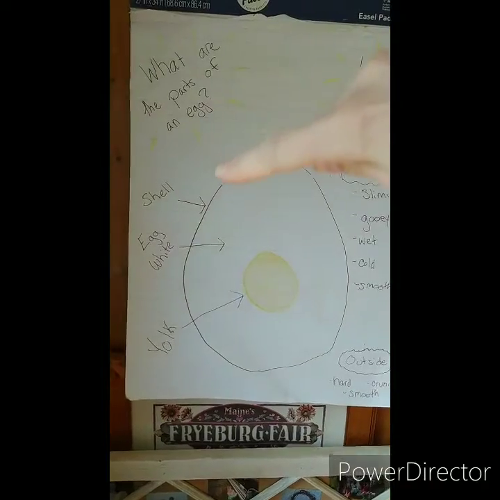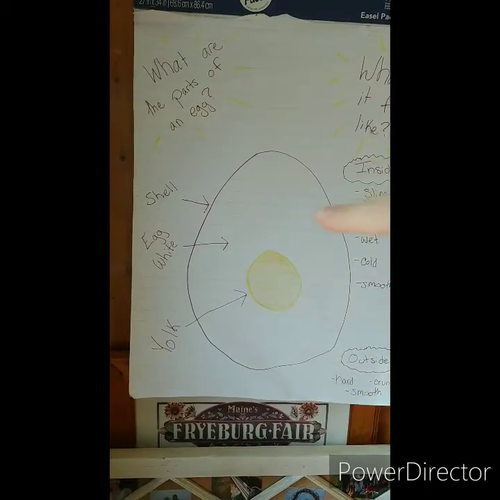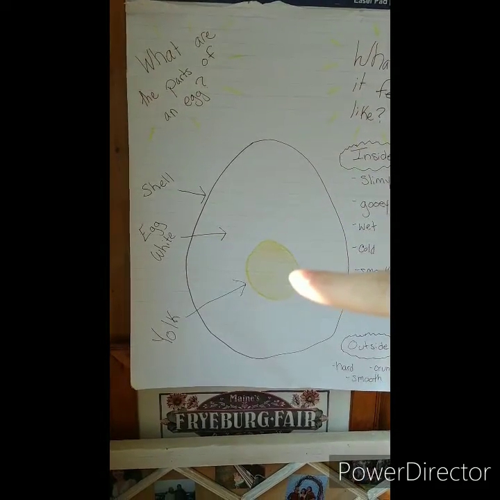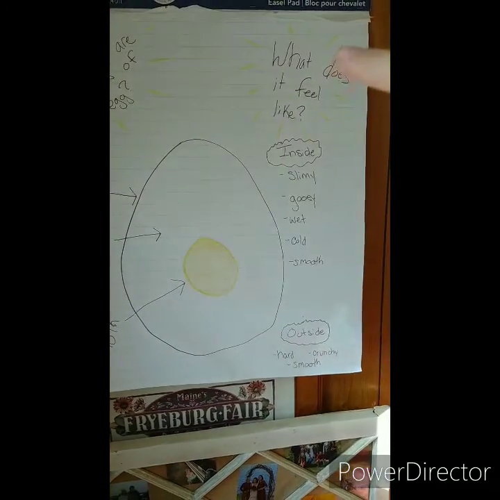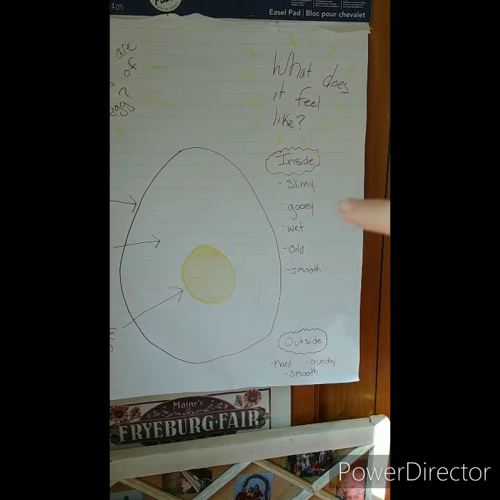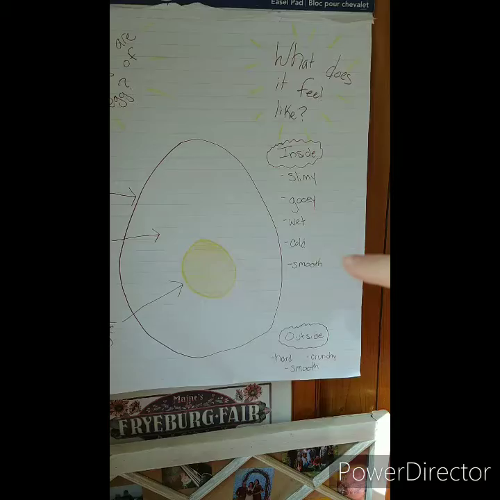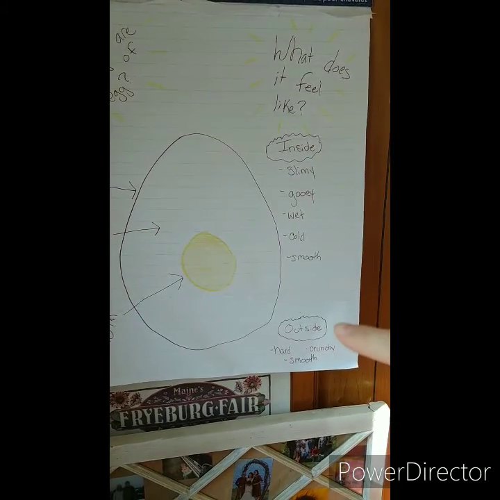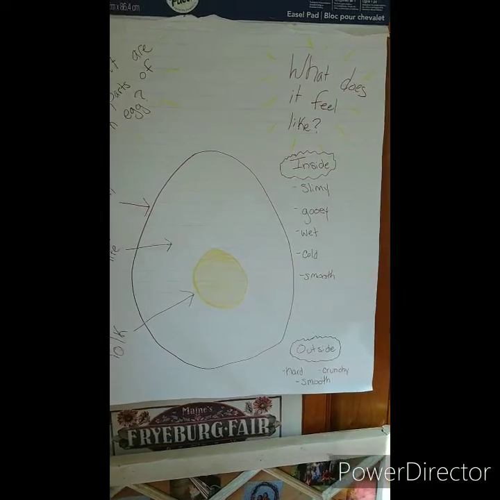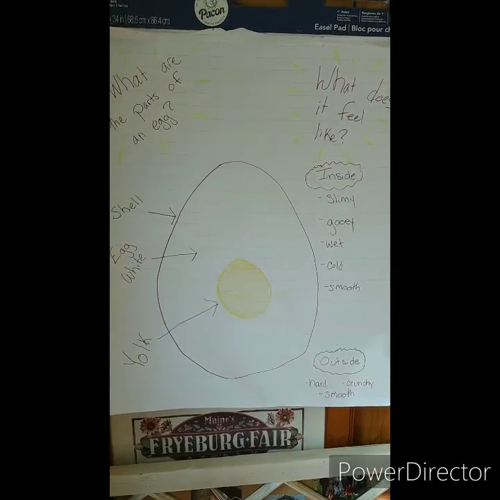So remember, the outside of it was the shell. Then there was egg whites. And then it was the yolk. And then we talked about how it felt. So we said the inside of it was slimy, gooey, wet, cold, and smooth. And the outside of it was hard, crunchy, and smooth. So there it is, my friends.